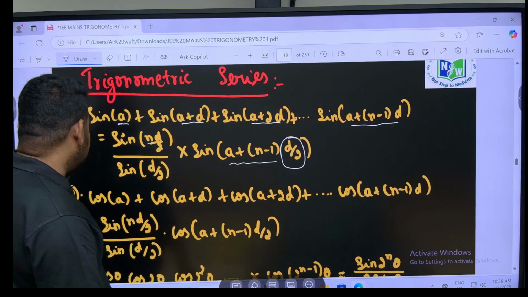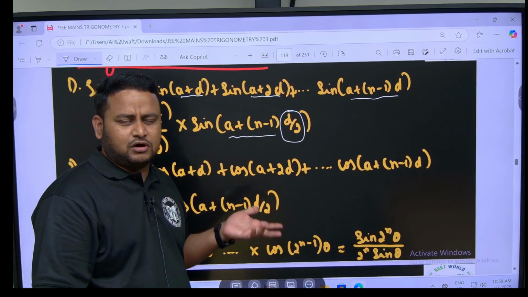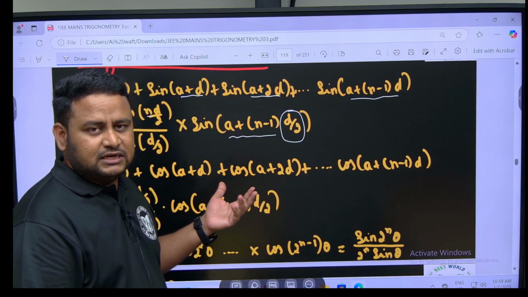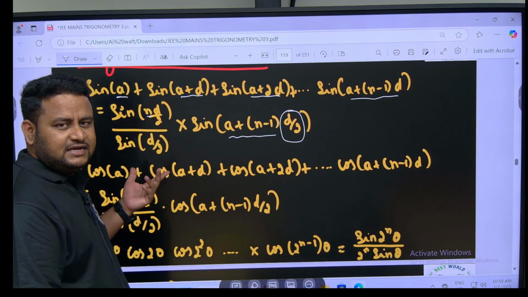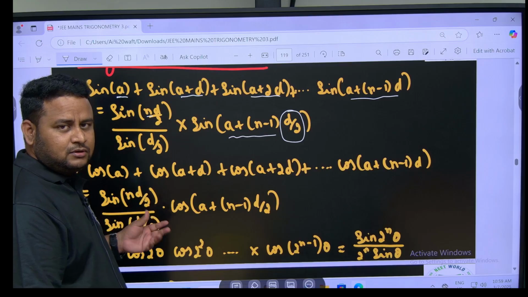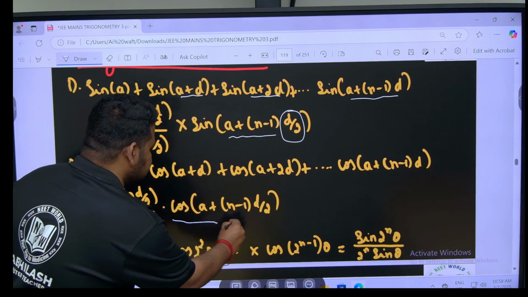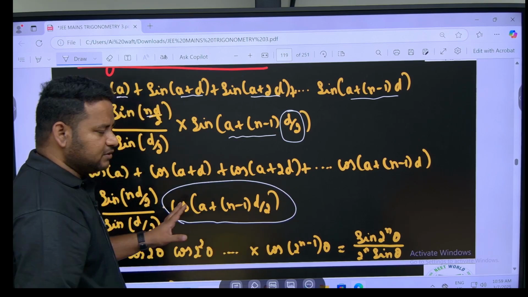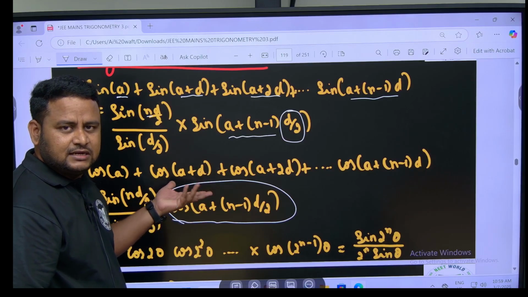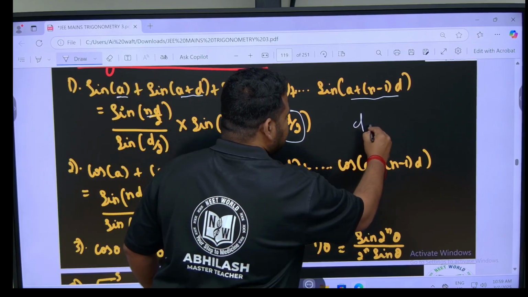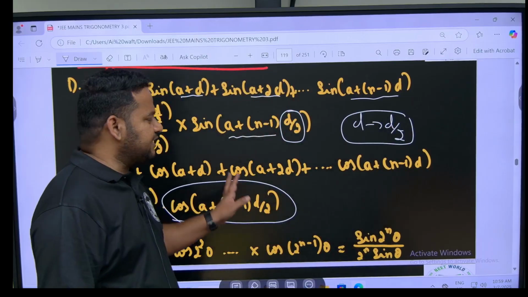That's it. So when it comes to cos, what will happen? Cos of A plus D, cos of A plus 2D up to cos of A plus n minus 1 into D: the first factor is the same as in sine, that is sin of nD by 2 by sin of D by 2. But here, only the last term changes. It will become cos of A plus n minus 1 into D by 2. Wherever D is there, we replace it by D by 2. Got it, friends? This is the trigonometric series.